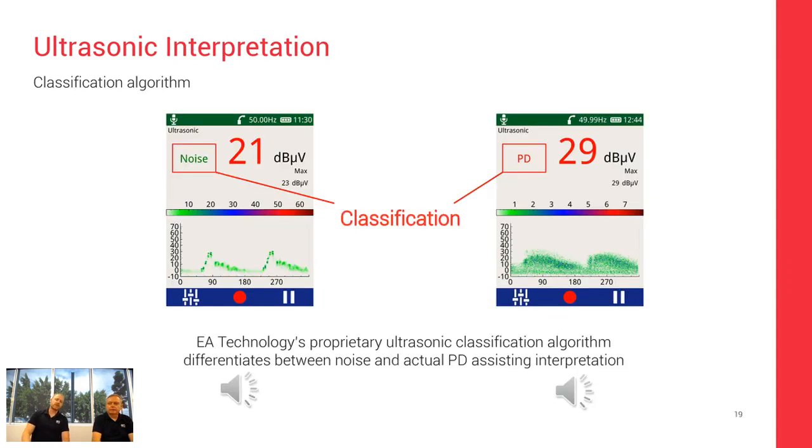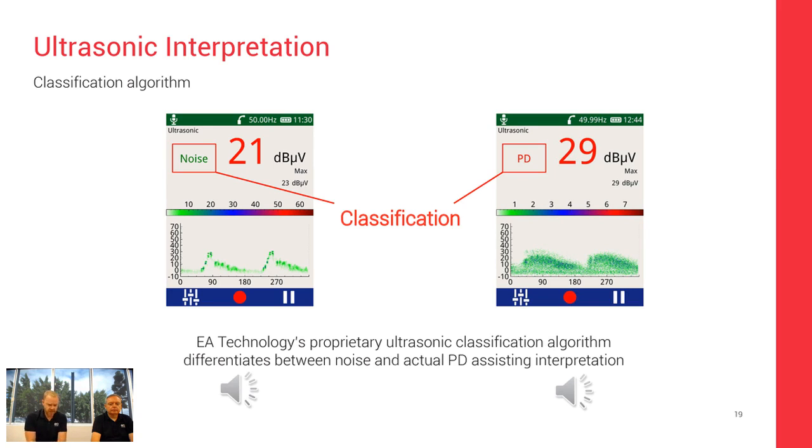Once we detect a sound, we have to figure out whether that sound is being caused by PD activity or whether it's being caused by some sort of noise, because you do get interference. You do get other things that will emit sound in the ultrasonic range that the instrument picks up. So to help the user, we've got an algorithm built into the instrument. It will classify the sound that it's hearing as either noise, so not PD, or PD. It does that as you are taking the reading, and it gives the user further confidence in what they are trying to test.